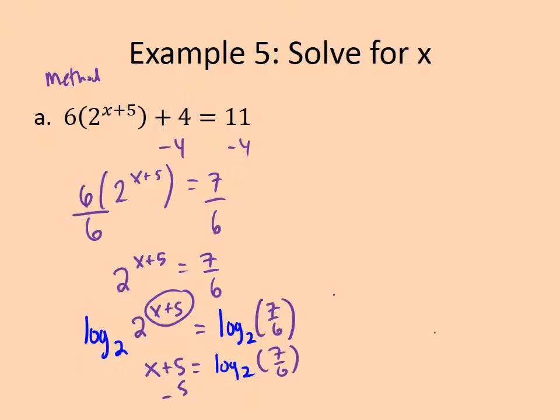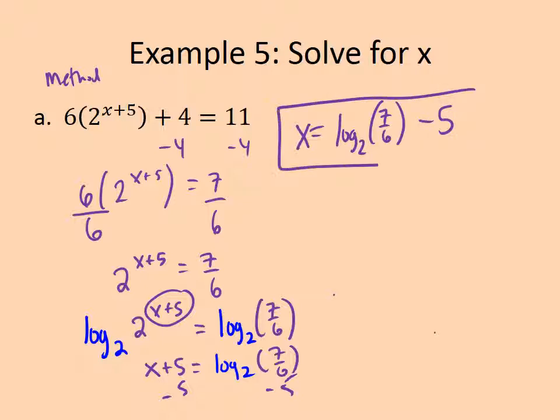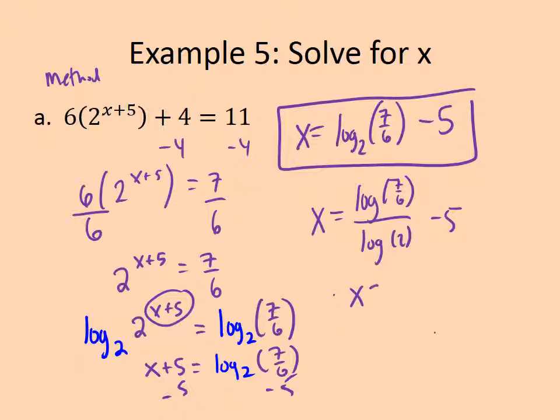Now we can subtract 5 from both sides. So we have x equals log base 2 of 7/6 minus 5. Once again, that's our exact answer. If we want an approximate answer, we have to use the change of base rule. So x equals log of 7/6 divided by log of 2 minus 5. When we put that into our calculator, we end up with negative 4.7776, which rounds to negative 0.4778.